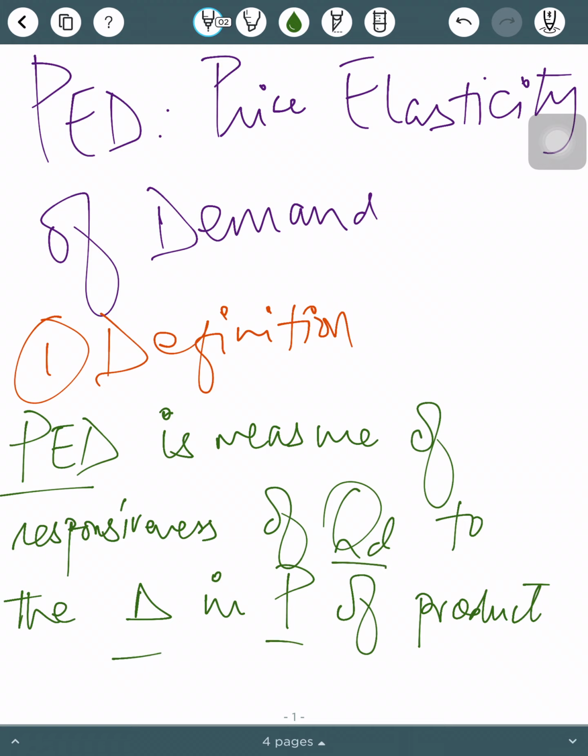So if the price of a product changes, the quantity demanded of that product would also change, but by how much? When we study the relationship between the two, for example, there was a 2% increase in the price of a product. What was the resultant change in the quantity demanded of that product? Through the price elasticity of demand, we study that relationship.